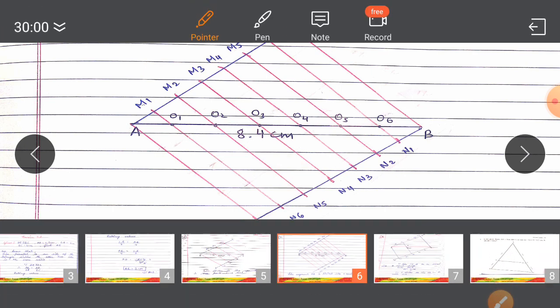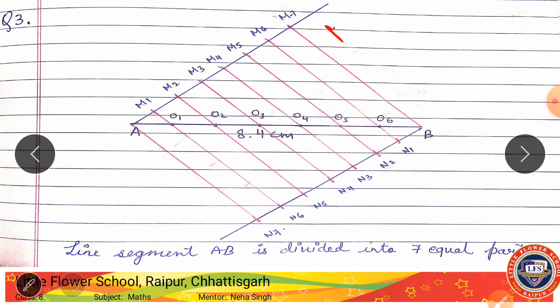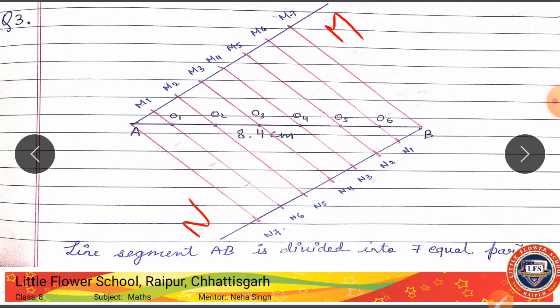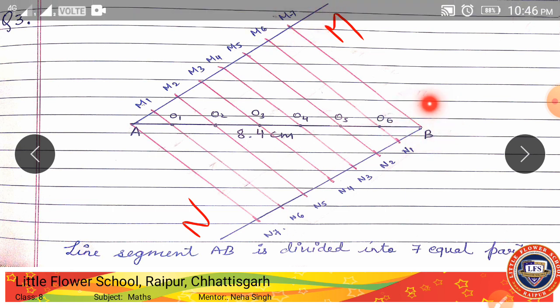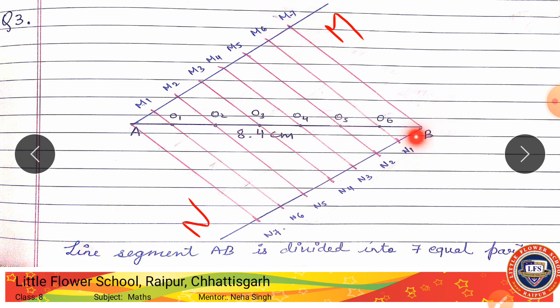Right? 7 arcs, and I'll repeat the process on line BN also. On AM I have drawn 7 arcs, on BN also I'll draw 7 arcs. And I'll name the points respectively M1, M2, M3, M4, M5, M6 and M7. Similarly N1 to N7 here also. Now again what we'll do, we'll join the last to B, right, M7 to B and N7 to A.